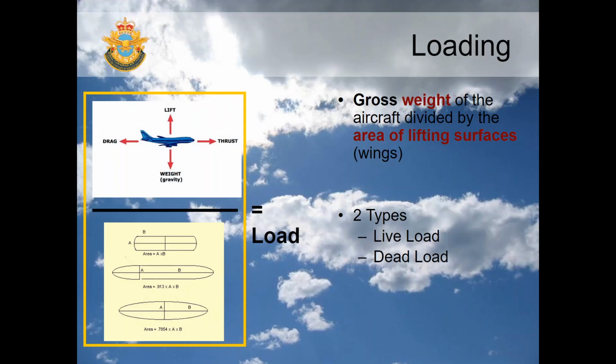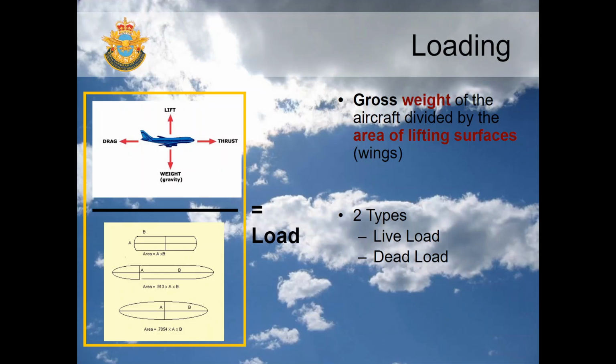Now what is loading? Loading is the gross weight of the aircraft divided by the area of lifting surfaces. To simplify this, gross weight is the total weight of the aircraft, and this includes fuel, passengers, or anything inside the plane. And when the total weight of the aircraft is divided by the area of lifting surfaces, which can be wings, this will result in load.